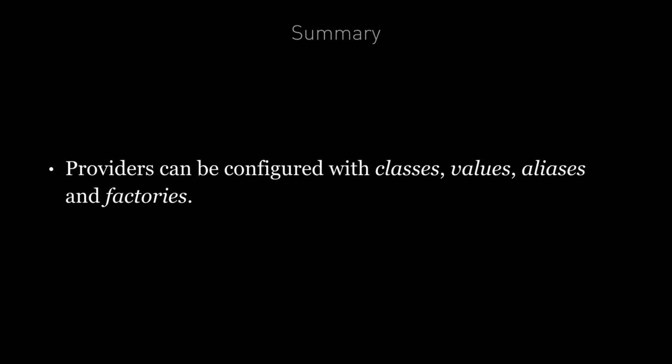So to summarize, we can configure providers to return four different kinds of dependencies: classes, values, aliases, and through factory functions. And in the next lecture, we're going to look at the different ways we can define tokens in the dependency injection framework.